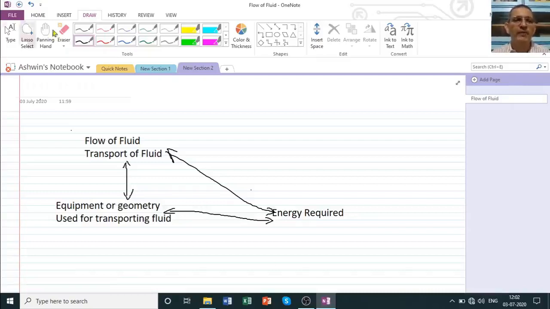So the geometry that we choose is dependent on what flow I want and how much energy I will require. So these three things we are going to talk about again and again throughout this course. That's the central portion, central dogma, or central point of discussion of our course.